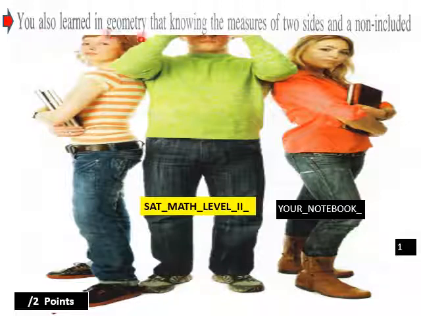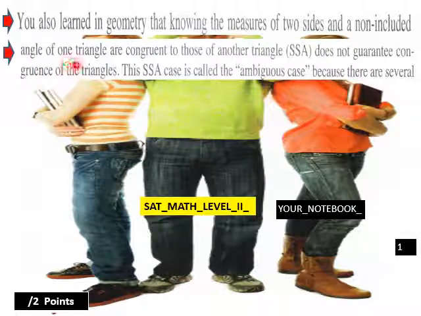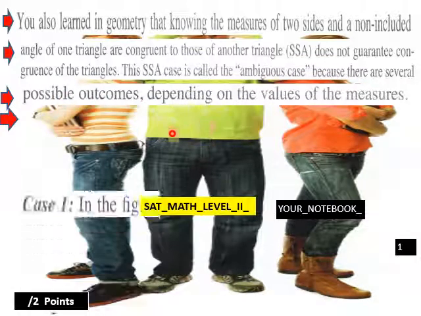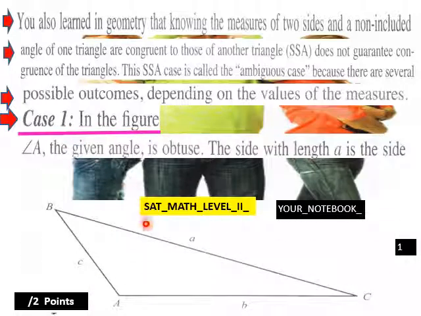You also learned in geometry that knowing the measures of two sides and a non-included angle of one triangle are congruent to those of another triangle, SSA, side-side-angle, does not guarantee congruence of the triangles. This SSA case is called the ambiguous case because there are several possible outcomes depending on the values of the measures.